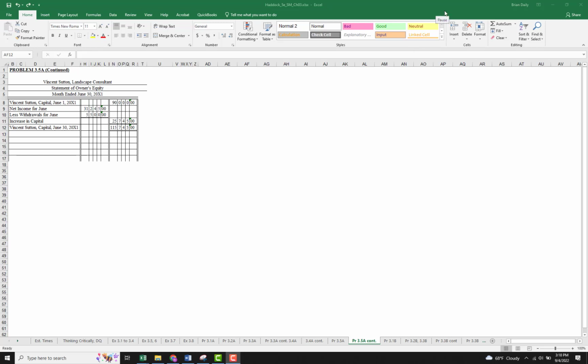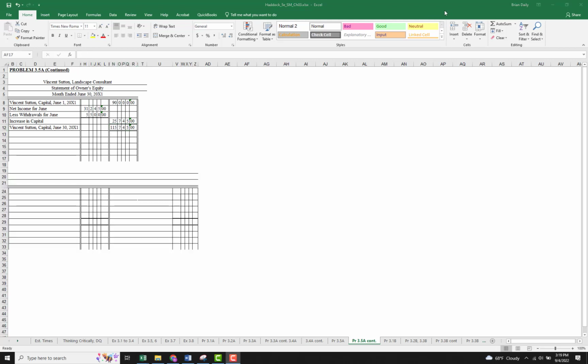Once again, each of these financial statements feeds the next statement. So in order to do the balance sheet, we need to carry this ending capital figure forward. So we're going to need to recall this amount in a few moments when we get to that portion of our balance sheet. Once again, financial statements always have a 3-row heading. The first row is going to be the name of the company, Vincent Sutton Landscape Consultant. The second line is going to be the name of the financial statement, in this case balance sheet.